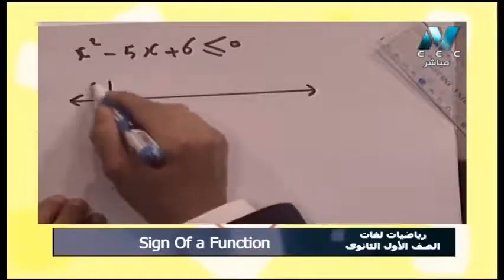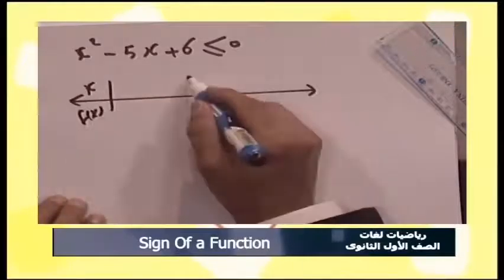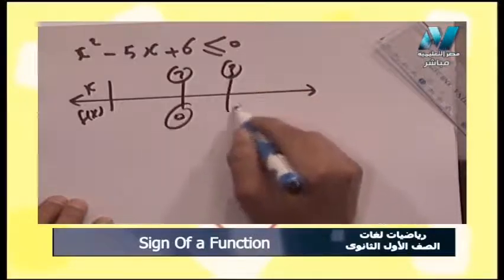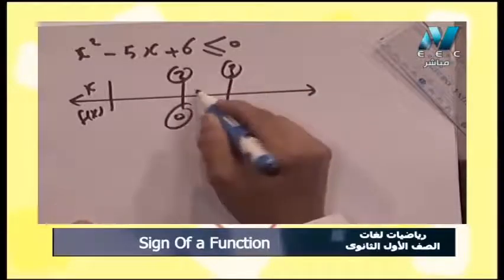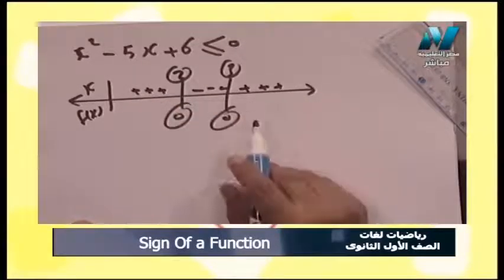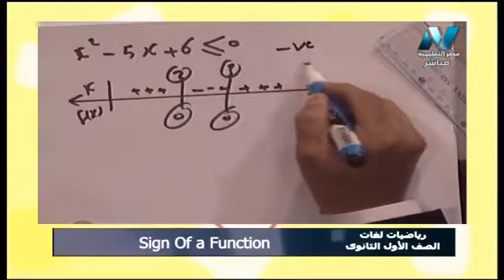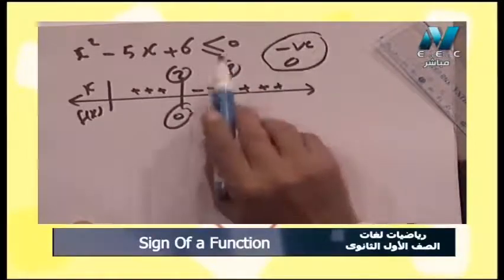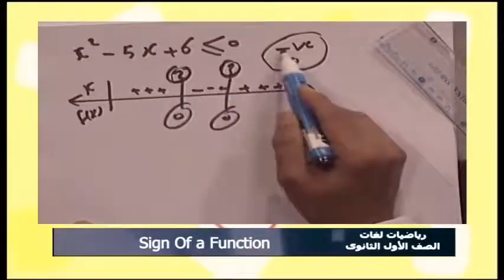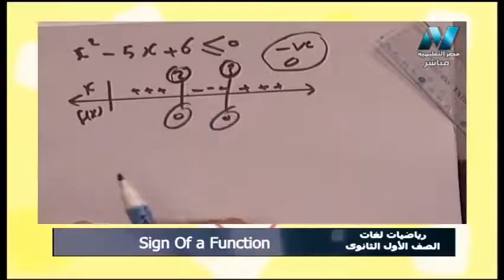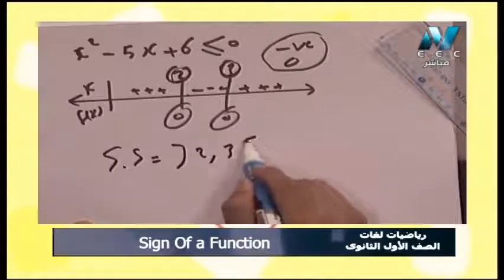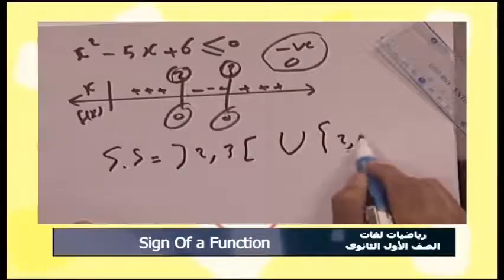This function gives zero at 2 and 3. This part is negative, this part is positive, and this part is also positive. So we would like the negative part here and zero. It gives zero at 2 and 3, but the negative part is between 2 and 3. So the solution set equals the interval (2, 3) union the set {2, 3}.